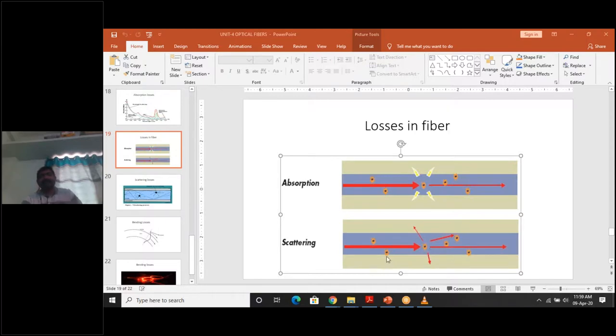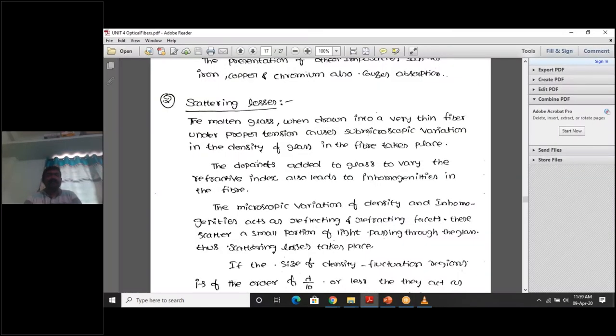Is it clear? This is the input light. This is the output light. You see, the power of the input light is more. The output power is less because a certain amount of light is going outside due to what process? Scattering. Okay. This scattering is called Rayleigh scattering. This process is called Rayleigh scattering. Yes. You clear this? Scattering.